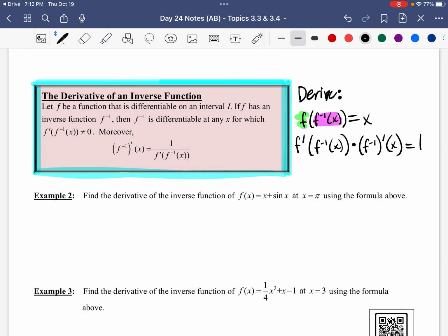Now, the goal is we're actually trying to solve for what f inverse prime of x is. We want this by itself. So if we're going to get that by itself, we can just divide by this thing. All right, so if we just do algebra there, we end up with f inverse prime of x equals 1 over f prime of f inverse of x. That's a lot of words, but it's really not that hard.